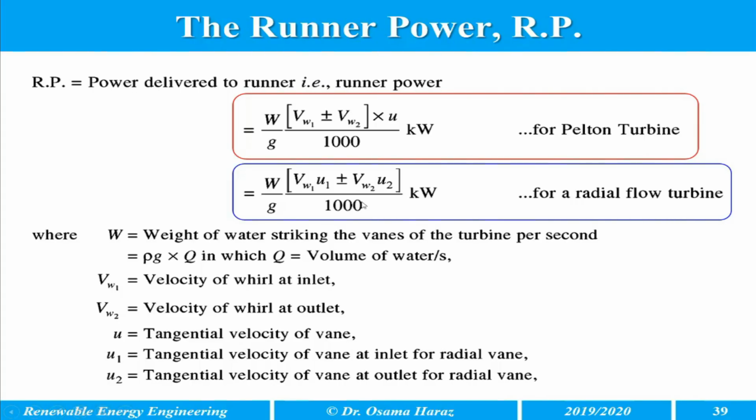For radial flow turbine, you are going to see W over G, (VW1 U1 plus or minus VW2 U2) over 1000 in kilowatts. So in the radial flow turbine, you are going to see U1 and U2. U1 is the tangential velocity of vane at inlet for radial vane, and U2 is the tangential velocity of vane at outlet for radial vane. For sure, we'll talk more about the velocity of whirl and the tangential velocity when we go through the different types of turbines in detail. But this is one quick expression for how to calculate the runner power.